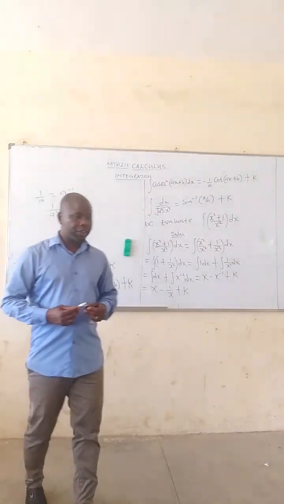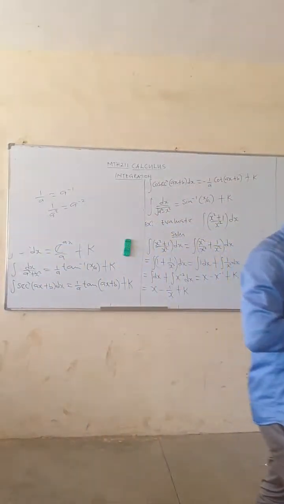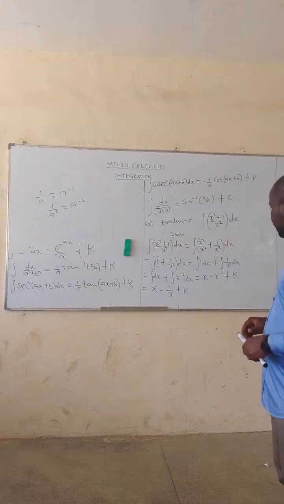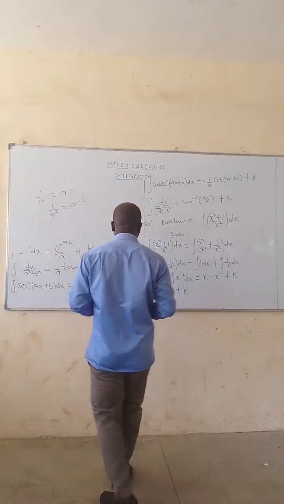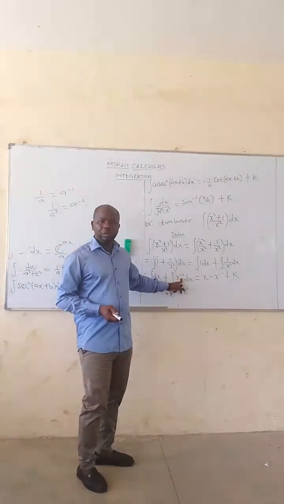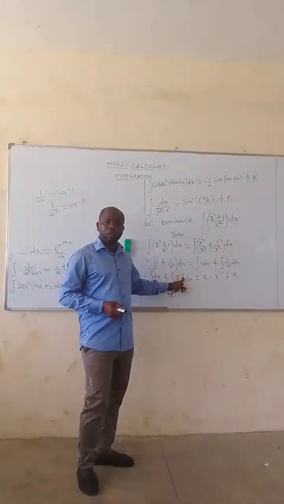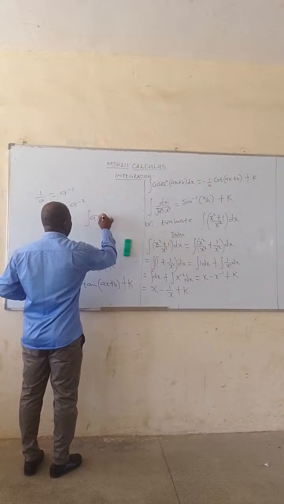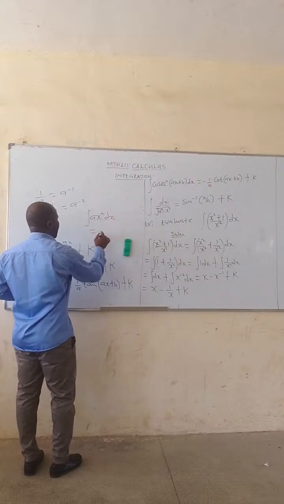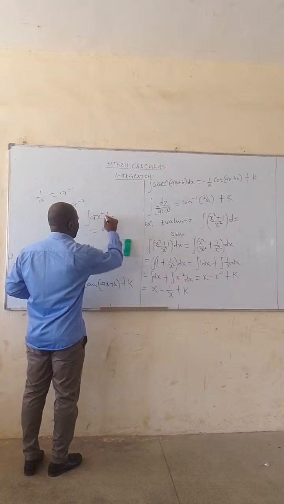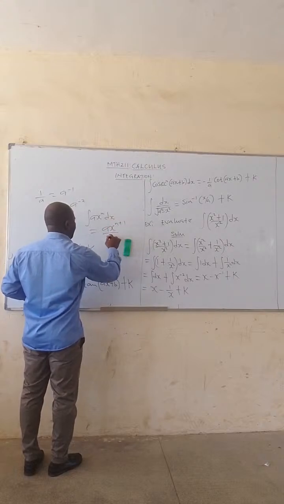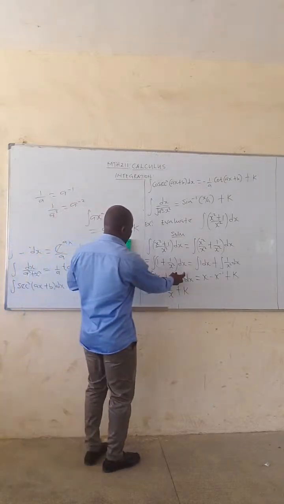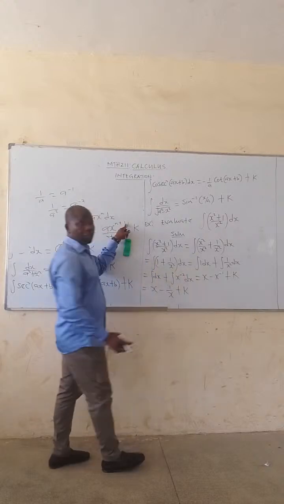Any question, please? If you have any question, ask. How do you get x raised to the power of minus 1? We are integrating now. When you are integrating, this is your n. If you are asked to integrate ax raised to the power n dx, the formula is ax raised to the power of n plus 1 all over n plus 1 plus a constant. True or false? So your n here is minus 2 plus 1.